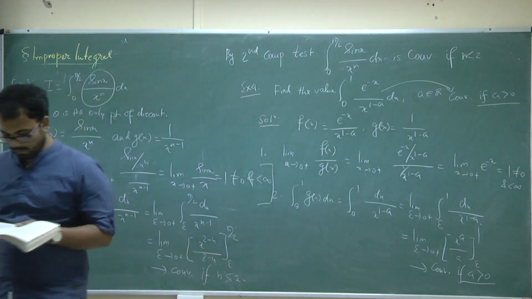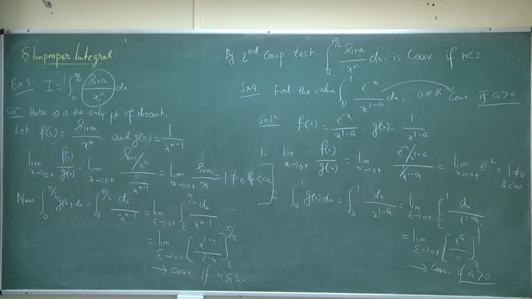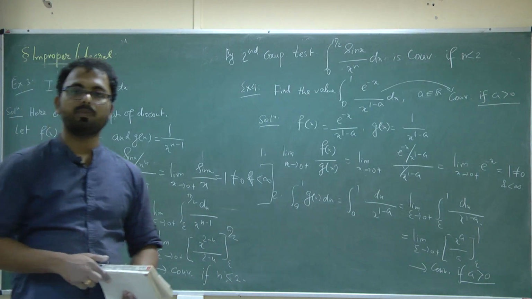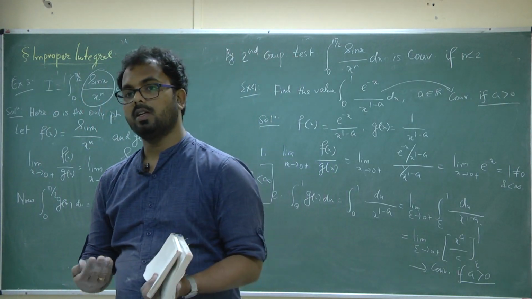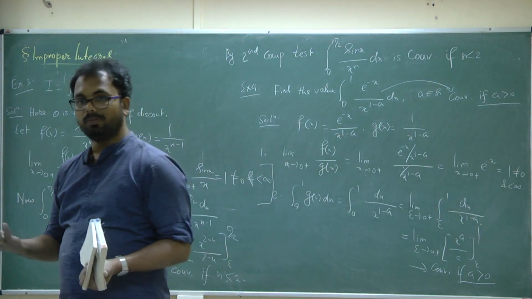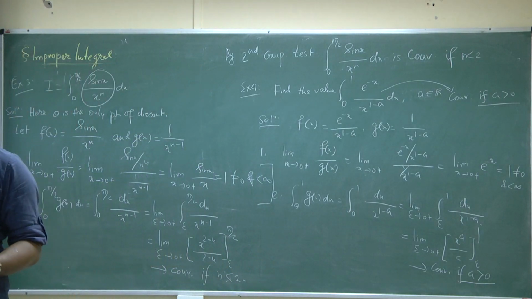All right. So, this is how we prove the convergence of an improper integral using the first comparison test and second comparison test. Similarly, we have an abundance of examples which we can work out. I am pretty sure you may have gotten some problems in your tutorial sheets and assignment sheets, and you can see how to solve these problems.